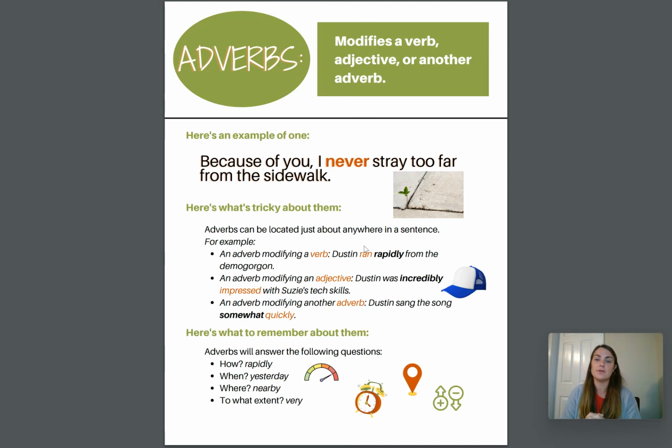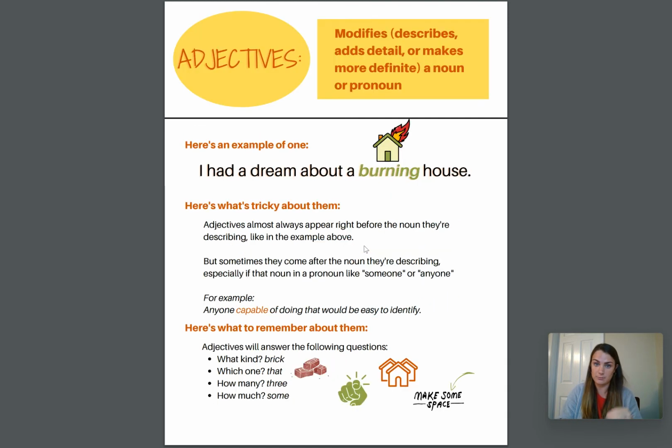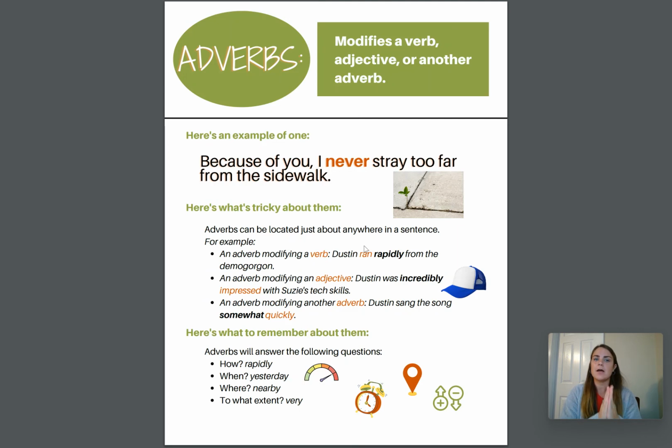Adverbs. Adverbs are the ones that are going to also modify, which remember we said modify just means describes, adds detail, or makes more definite. But adverbs are more complicated because you can modify a verb, adjective, or another adverb with these words. So, for example, because of you, I never stray too far from the sidewalk. So that never is telling you something about the verb in that case. What's tricky about adverbs is they can be located just about anywhere in the sentence. So I'm going to show you a couple different examples here.